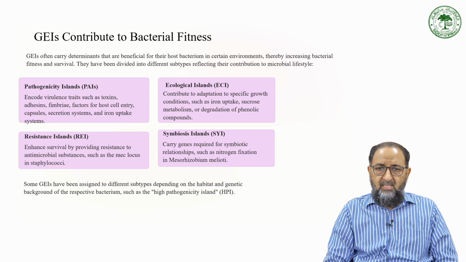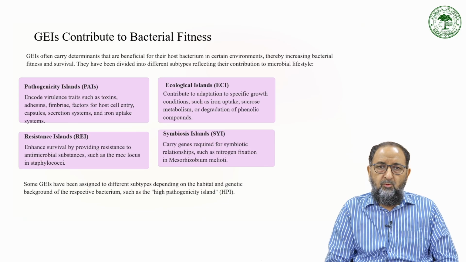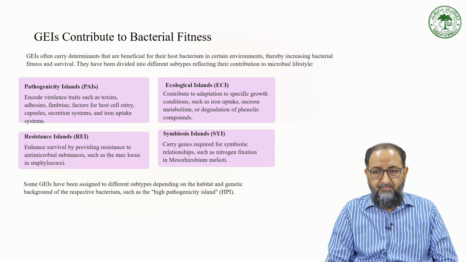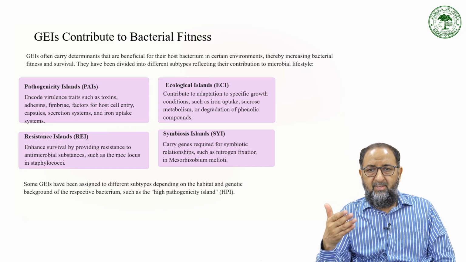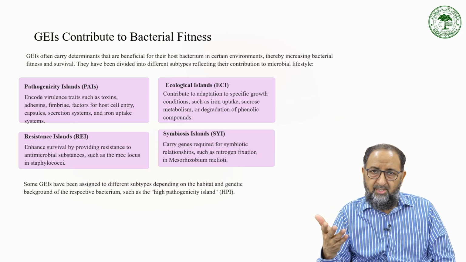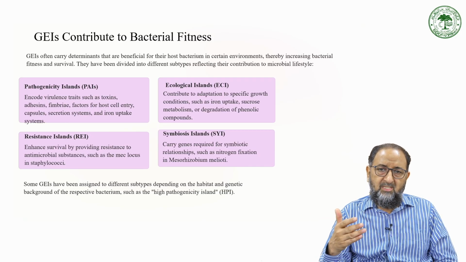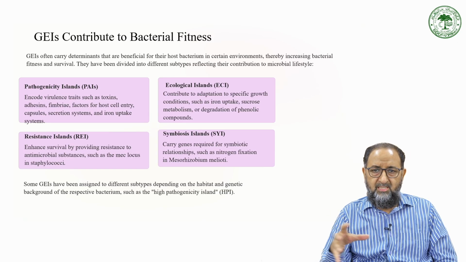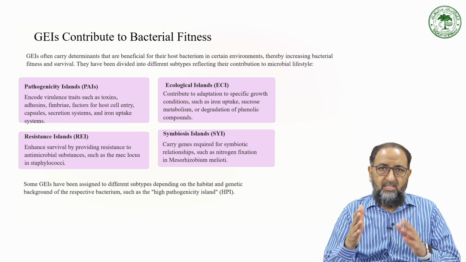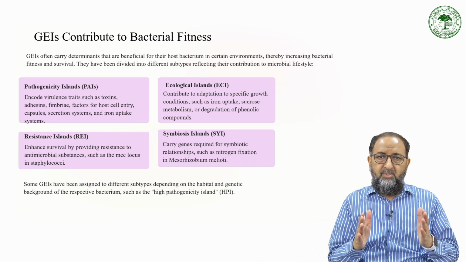Whereas the ecological islands contribute to adaptation to specific growth. These are genes which provide support for the microorganisms to survive in different environments. They are basically used for adaptation to different environmental conditions, such as temperature, pressure, humidity, sometimes pH and salt. All these things can be adapted to by the microorganisms in different ecological conditions, and the genes responsible for that are regions present on the chromosomes.